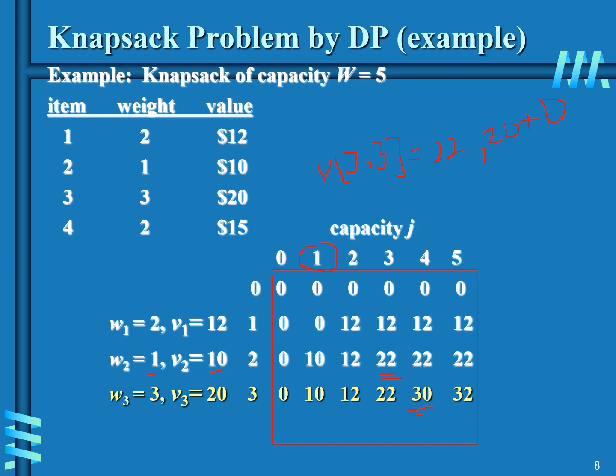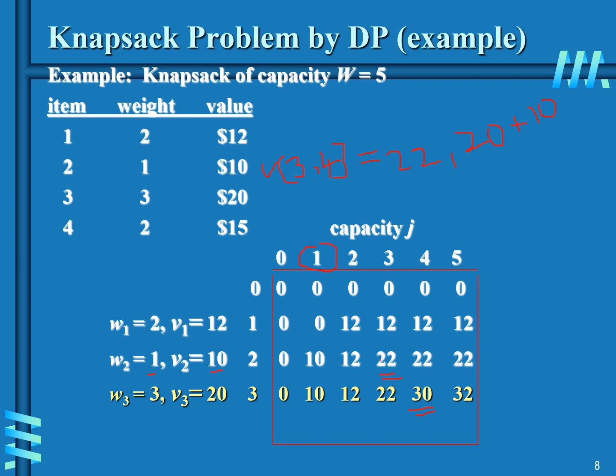Next we have to compute V of 3 comma 4. V of 3 comma 4 is equal to maximum of, what is the entry in the previous row, same column? 22, comma, what is the value of this item? 20, plus the same row, the entry in the w column towards left. So 3, so 1 2 3, the value is 10. So whichever is maximum, 30. So that's why V of 3 comma 4 is 30.